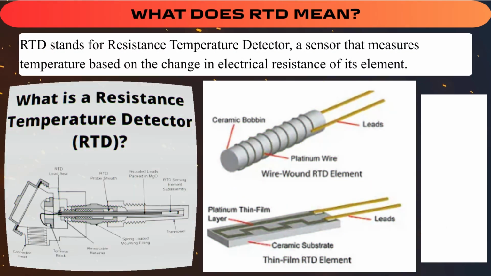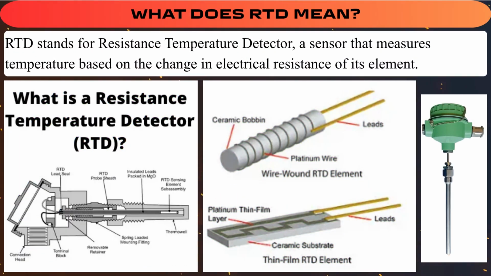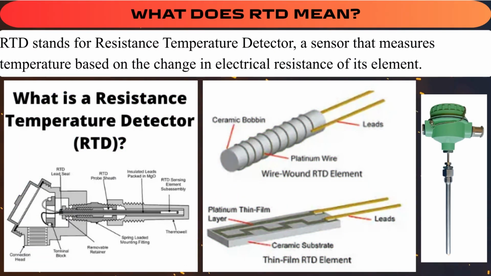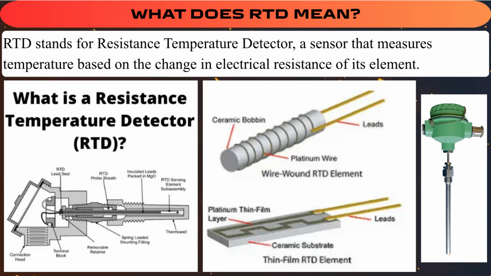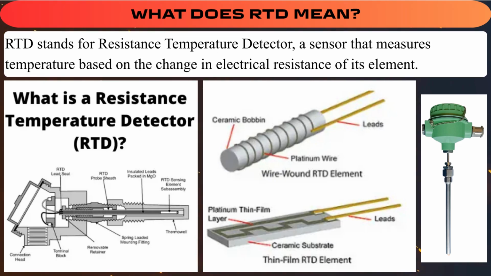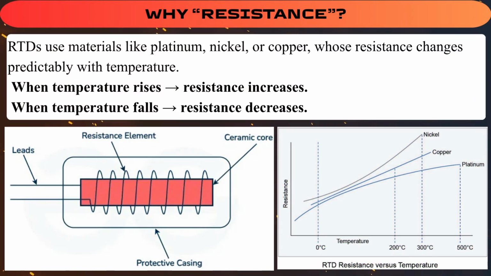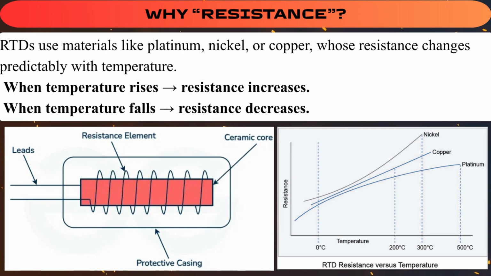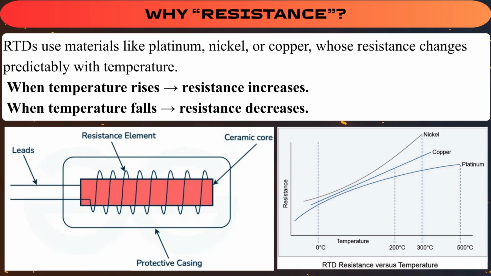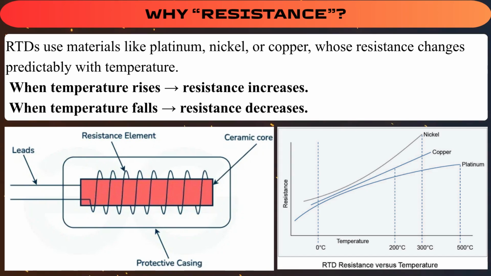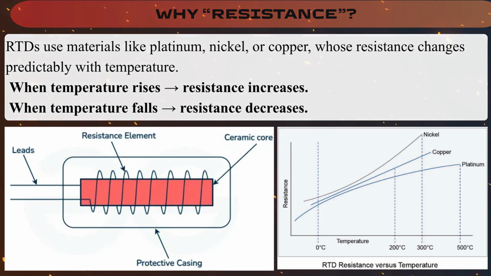What does RTD mean? RTD stands for Resistance Temperature Detector, a sensor that measures temperature based on the change in electrical resistance of its element. Why resistance? RTDs use materials like platinum, nickel, or copper, whose resistance changes predictably with temperature. When temperature rises, resistance increases. When temperature falls, resistance decreases.